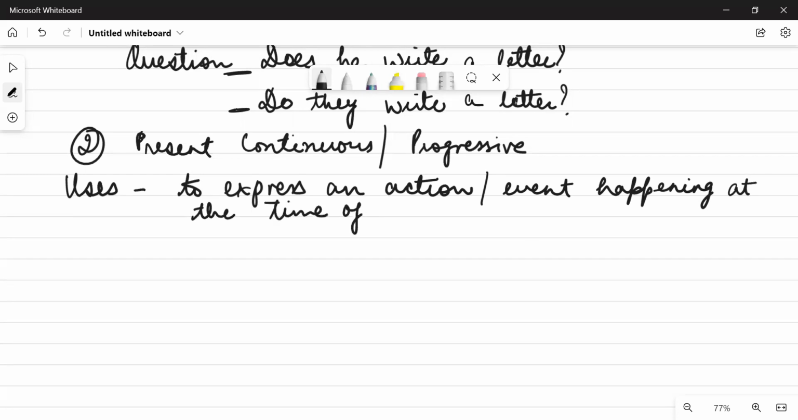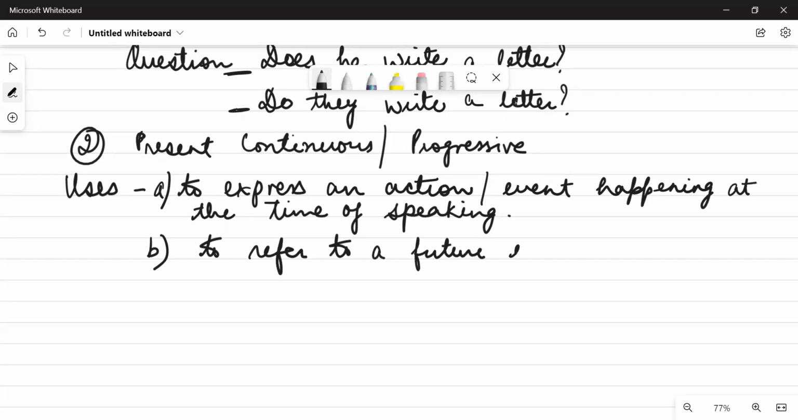See, I am teaching you right now. So this is the action which is taking place. That is why I am using present continuous here. You are studying tenses. So this is an action taking place at this time. Now another use, this tense is also used sometimes to refer to a future event that is going to happen, to refer to a future event.